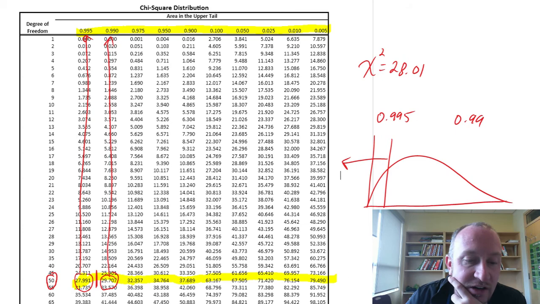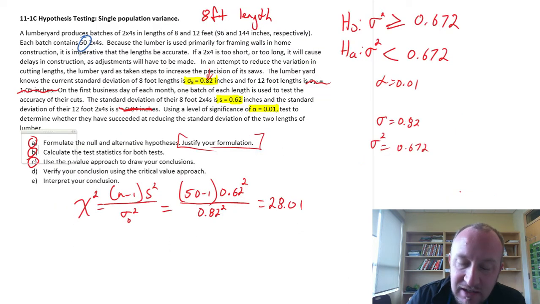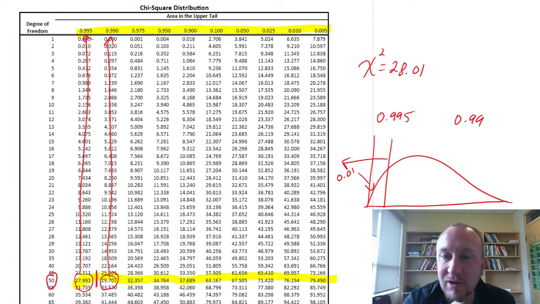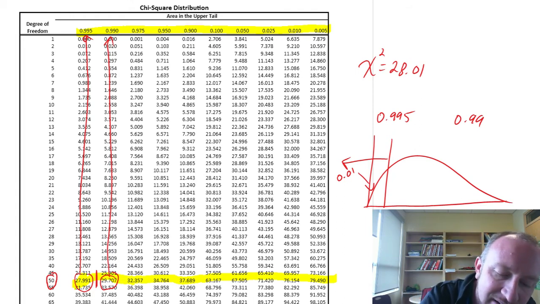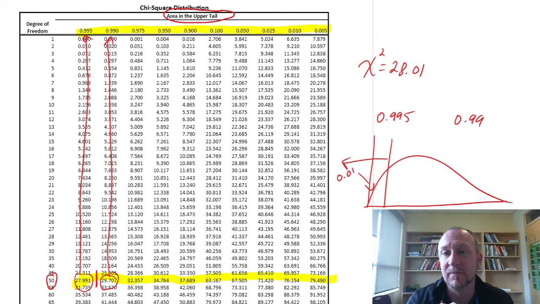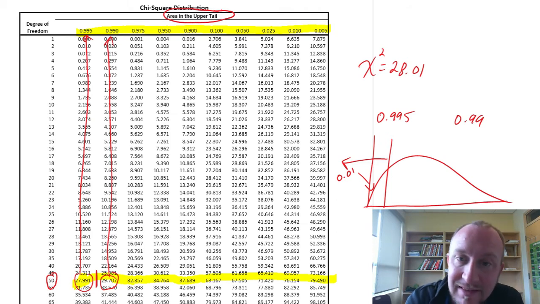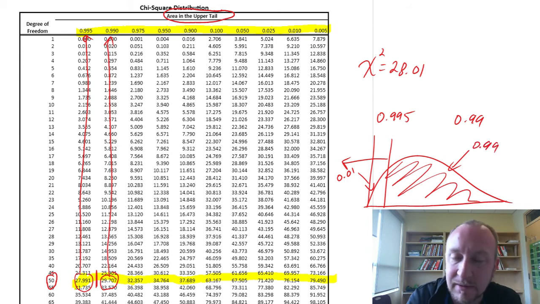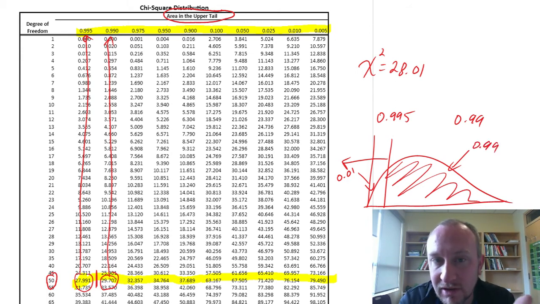If we find our critical value for a level of significance of 0.01, what this means is I want to find that chi-squared value that gives me a probability of 0.01 in that lower tail. Well, if we look at this distribution, this is giving us only those areas in the upper tail. So in order to have an area of 0.01 in the lower tail, it means that this upper region here must be 0.99 for that lower region to be 0.01.